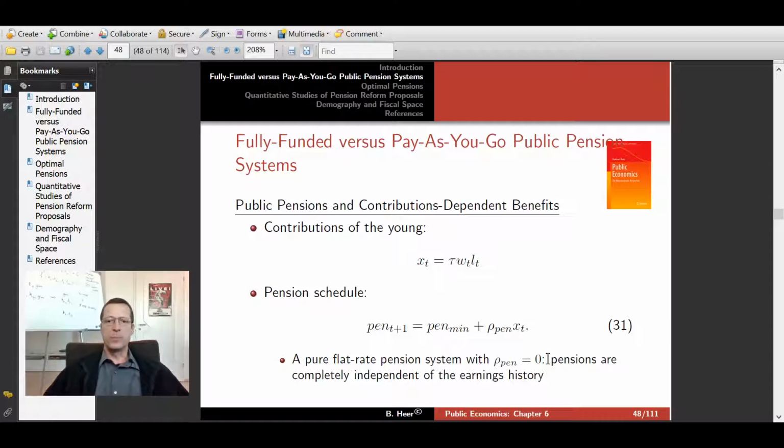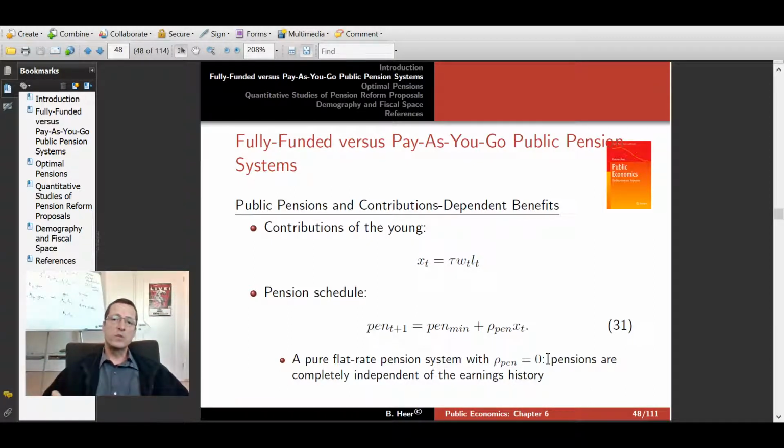So if your pension system is a pure flat rate pension system with rho pen equal to 0, your pensions are completely independent of your earnings history. You receive a lump sum pension. This is the case we have considered so far. So we do not account for the fact that if I contribute more today, I will get a higher pension tomorrow.